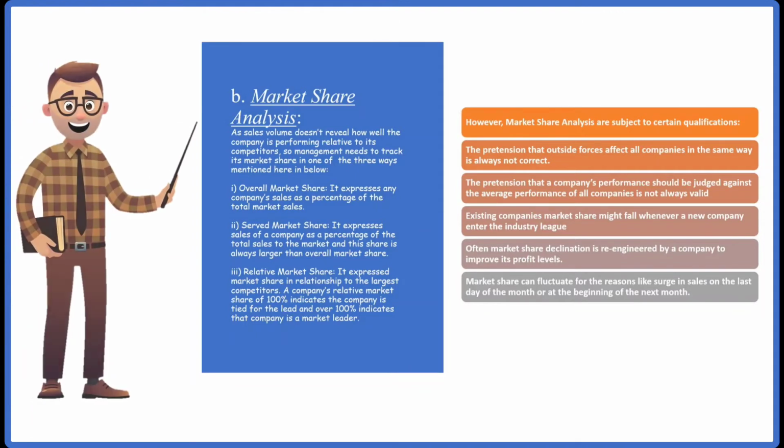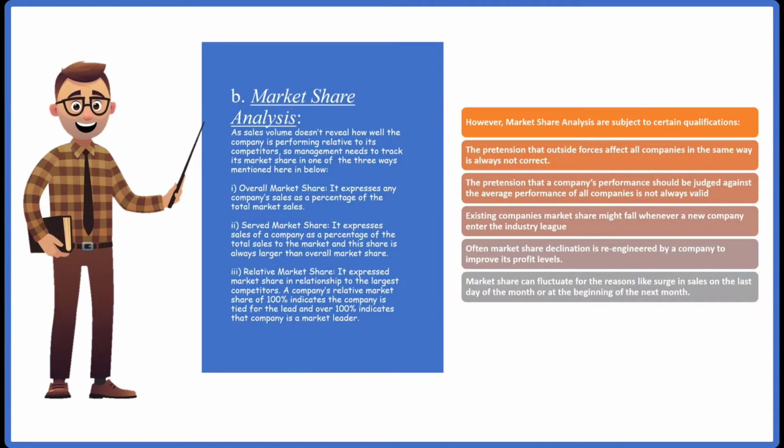The last one is relative market share. It expresses market share in relationship to the largest competitor. A company's relative market share of 100% indicates the company is tied for the lead, and over 100% indicates that the company is a market leader. However, market share analyses are subject to certain qualifications.